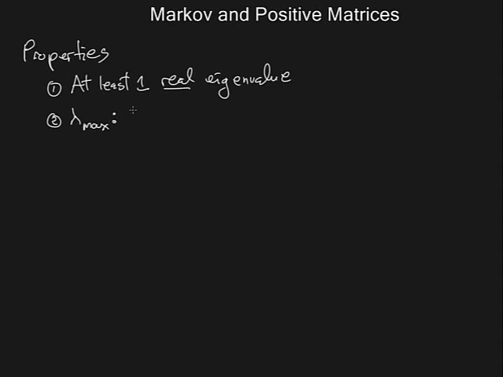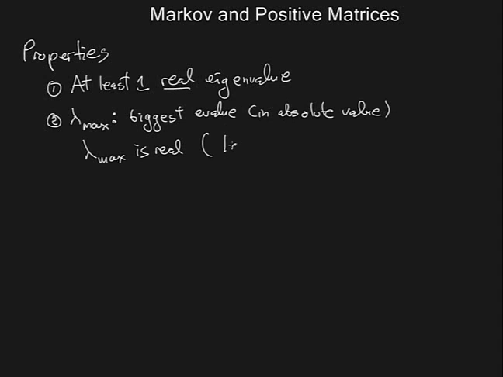And if you take lambda max to be the biggest eigenvalue, that is to say the one with the biggest absolute value, then that's the one that's real. Lambda max is real. And since it's maximal, what that means is that the absolute value of lambda max is bigger than the absolute value of all of the other lambdas.